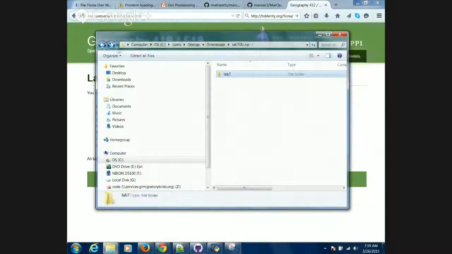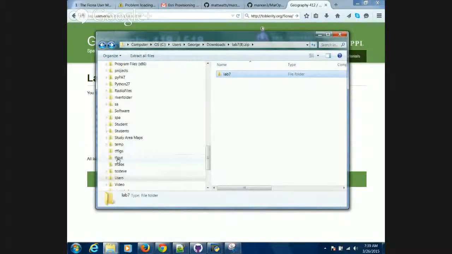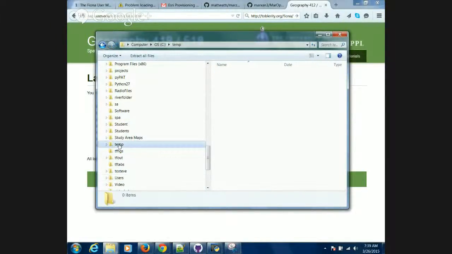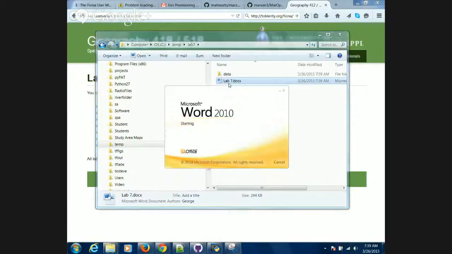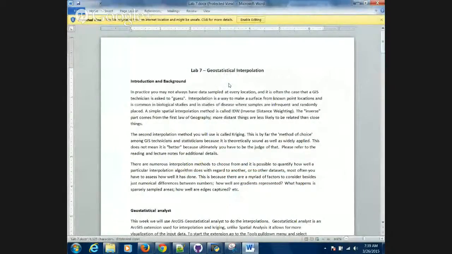Looks like it didn't save it. I'll just take this. Let's see, temp, and copy it over there. There we go, lab 7. So I've got my lab 7. I'm going to open up the document. You can read through it. There's not a whole lot of information there.